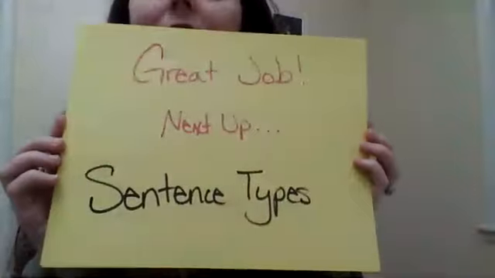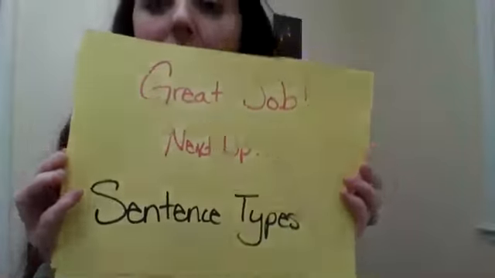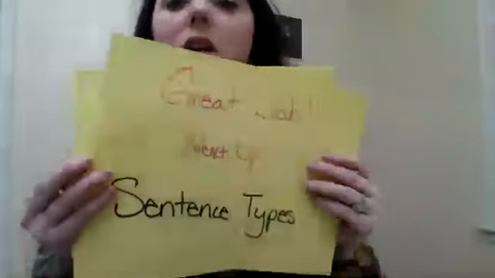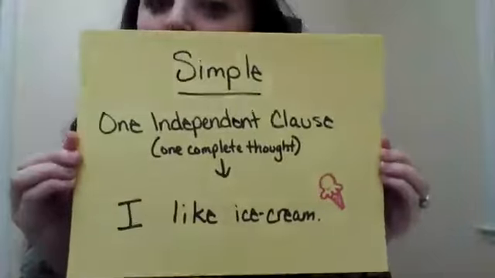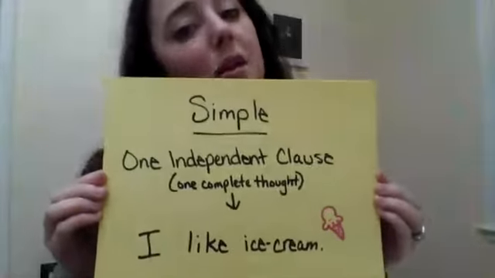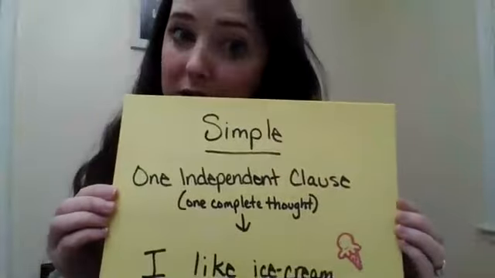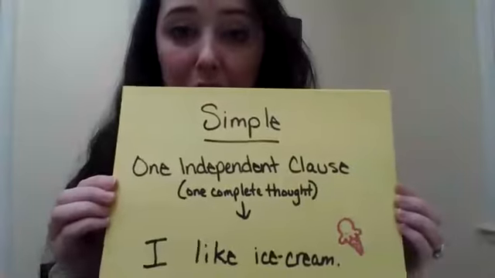So, now that we went over active and passive voice, let's talk about our next big thing, sentence types. All right, so sentence types. Let's first start with simple. A simple sentence is one independent clause. An independent clause is a complete thought. A complete thought. It can stand alone as a sentence.